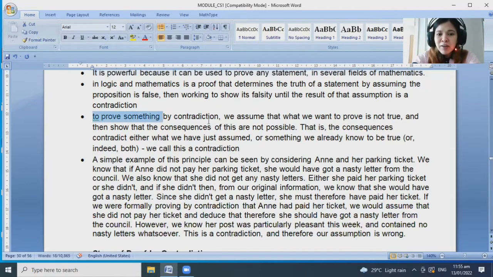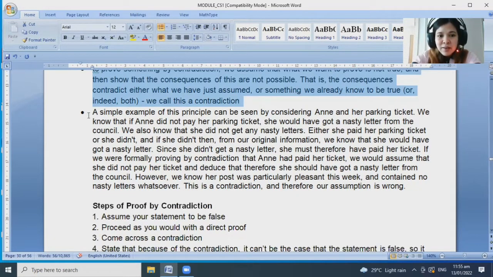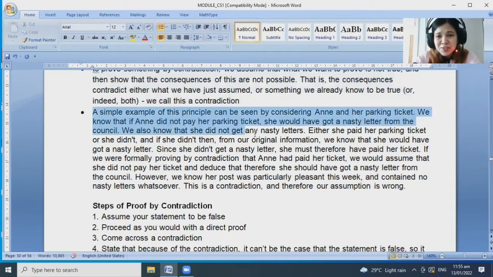To prove something by contradiction, we assume that what we want to prove is not true, and then show that the consequences of this are not possible. That is, the consequences contradict either what we have just assumed or something we already know to be true, or indeed both. We call this a contradiction. We have examples here, so just read the handouts I provided in Moodle.